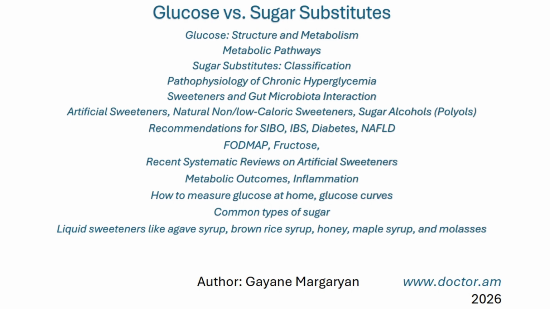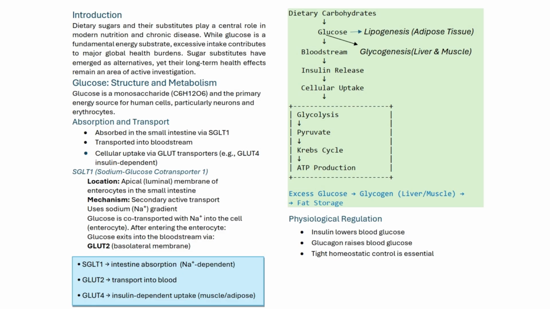glucose at home, glucose curves, common types of sugar, liquid sweeteners like agave syrup, brown rice syrup, honey, maple syrup, and molasses. Dietary sugars, particularly glucose, are crucial in nutrition and have significant implications for chronic diseases. While glucose serves as the primary energy source for human cells, its excessive consumption is linked to various health issues globally. Sugar substitutes have been introduced as alternatives, but their long-term health impacts are still under research.